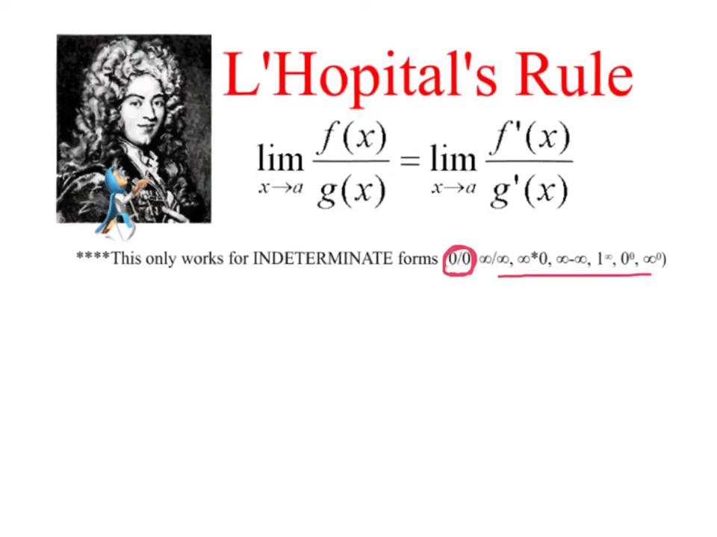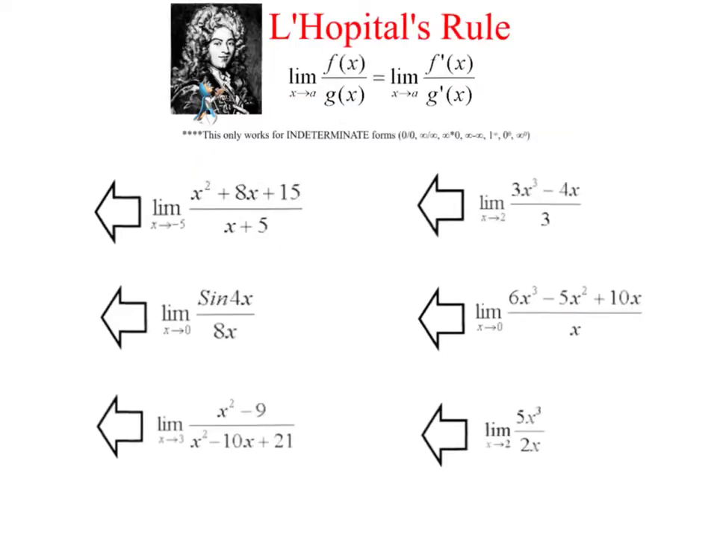What L'Hopital's rule says is that if you have an indeterminate form, a function divided by another function, the limit will be the same as if you took the derivative of the top and the derivative of the bottom. Notice it isn't the quotient rule, it's just saying take the derivative of the top, take the derivative of the bottom.